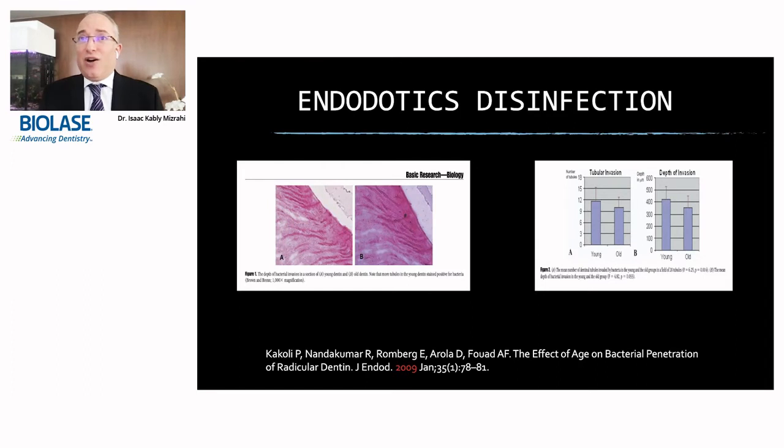Then Cacaoli in 2009 showed us a comparison of bacteria penetration in young and old dentin, both reaching more than 300 microns in depth, 400 and 300 and something in here. So if we link this to the description of Sol in 2010, with a 6% concentration for 20 minutes at 45 degrees, it wouldn't be enough to clean all the bacteria because of the penetration shown in this study.